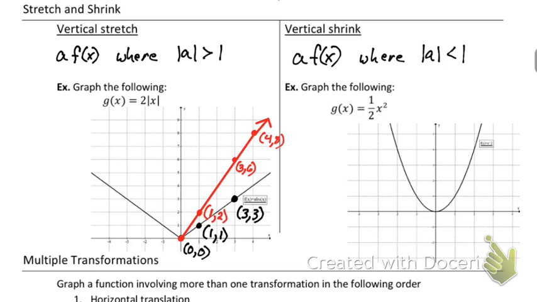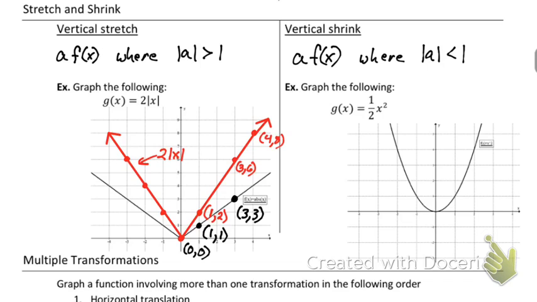And we're going to do the same thing for the other side. Multiply everything by 2. And we're going to end up with a line that looks like that. And that is now my 2 times absolute value of x. So it pretty much tells you what to do. Multiply by 2.